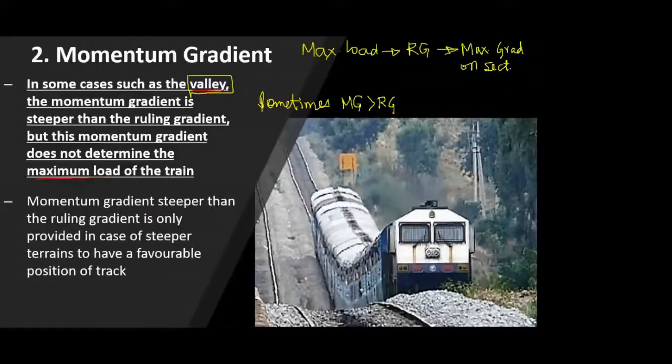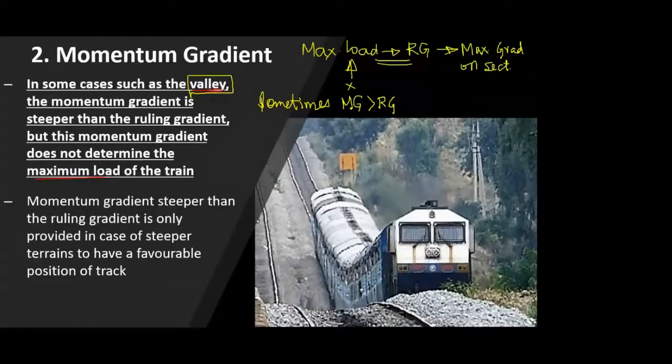So in that case, what will happen? In that case, your ruling gradient will no longer be the maximum gradient for that section. Your momentum gradient will be maximum. But we will not use this momentum gradient to define the maximum load. Our maximum load will be defined by the ruling gradient only. Okay, so this is the main thing that students find confusing. So it's totally different. Only the ruling gradient is used to determine the maximum load.